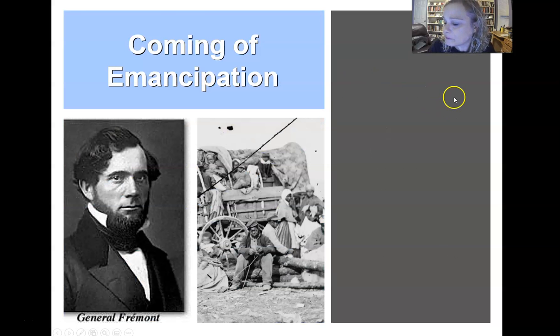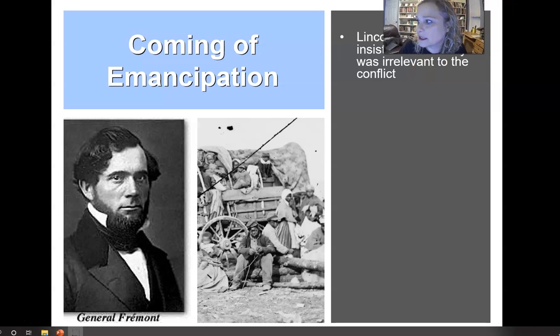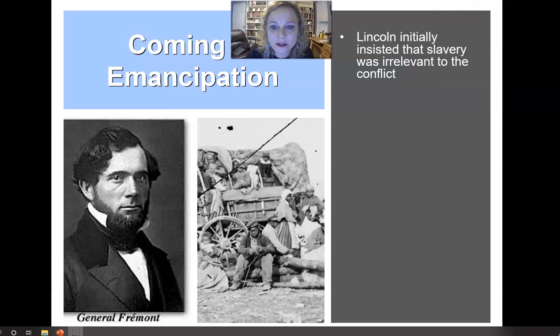Now, one thing I definitely want to point out is this idea of emancipation. I want to make sure that you understand, and I'll move this a little bit so you can read it, that Lincoln initially really did resist the idea of emancipation at first. Some historians say that the Emancipation Proclamation was written from the very beginning of the war. It was tucked away in his front drawer, waiting for him to issue it at the right time. I don't really know the answer to that.